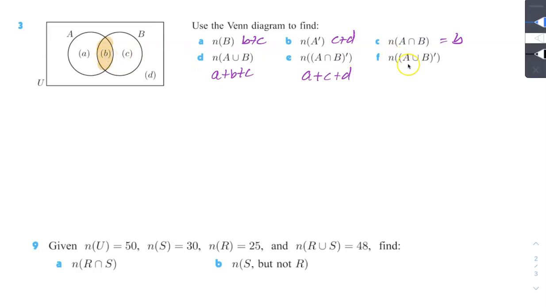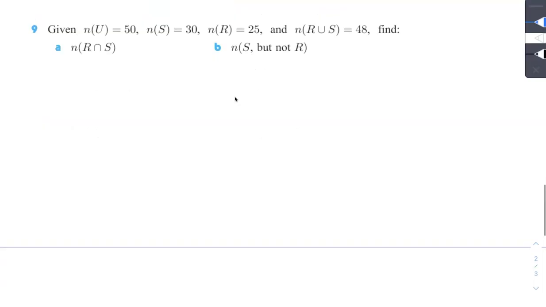Similar idea for the next one. A union B, but I don't want that. So what's A union B? The two circles. But I don't want that. So what's the opposite? What's not that? Well, it's the outside. D. By the way, we talked about what this outside is before, right? So now we have two ways to write it. We could write the outside as A prime intersection B prime, or A union B prime. They're equivalent. So two ways to write the outside there. Anyway, let's move on. I think the last example for this problem.